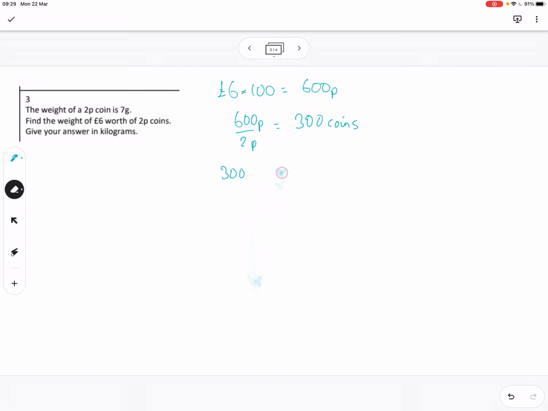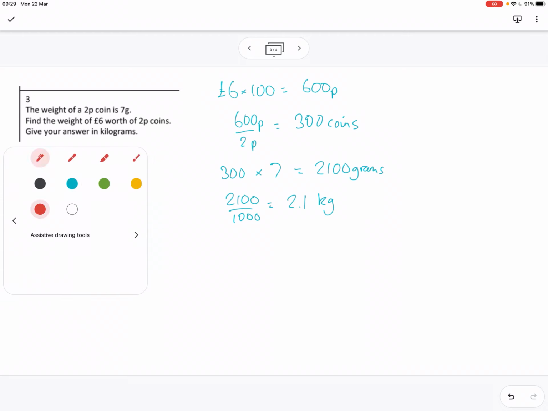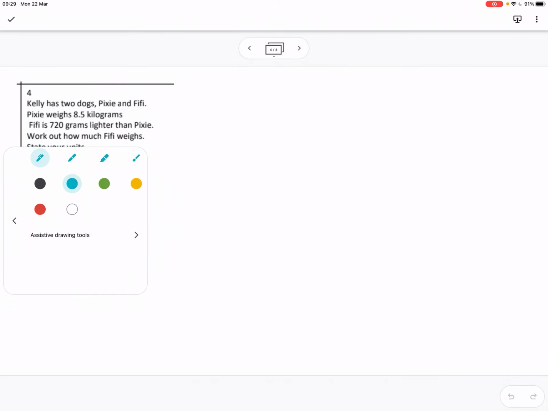Probably pretty confusing having the units in there. 300 coins times 7 grams. Well, 3 times 7 is 21. So 300 times 7 is 2100 grams. And probably, yeah, give your answer in kilograms. So 2100 divided by 1,000 equals 2.1 kilograms. Very important, again, to be showing what your units are at each point, which also really helps you to illustrate what you're actually trying to calculate at any one given time.